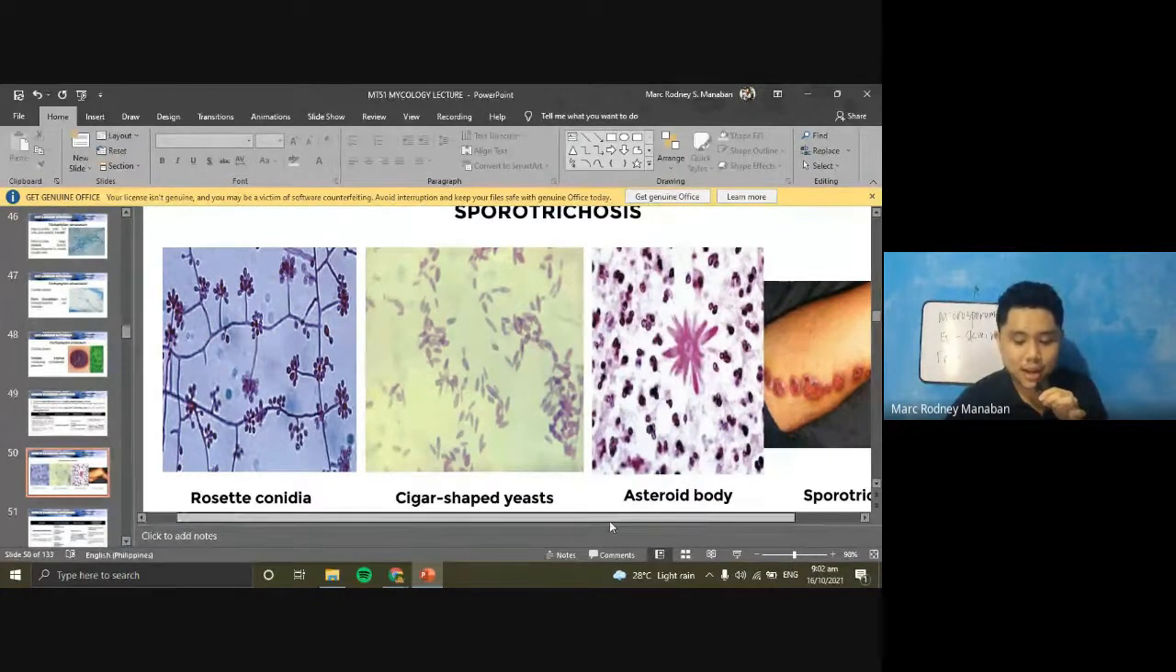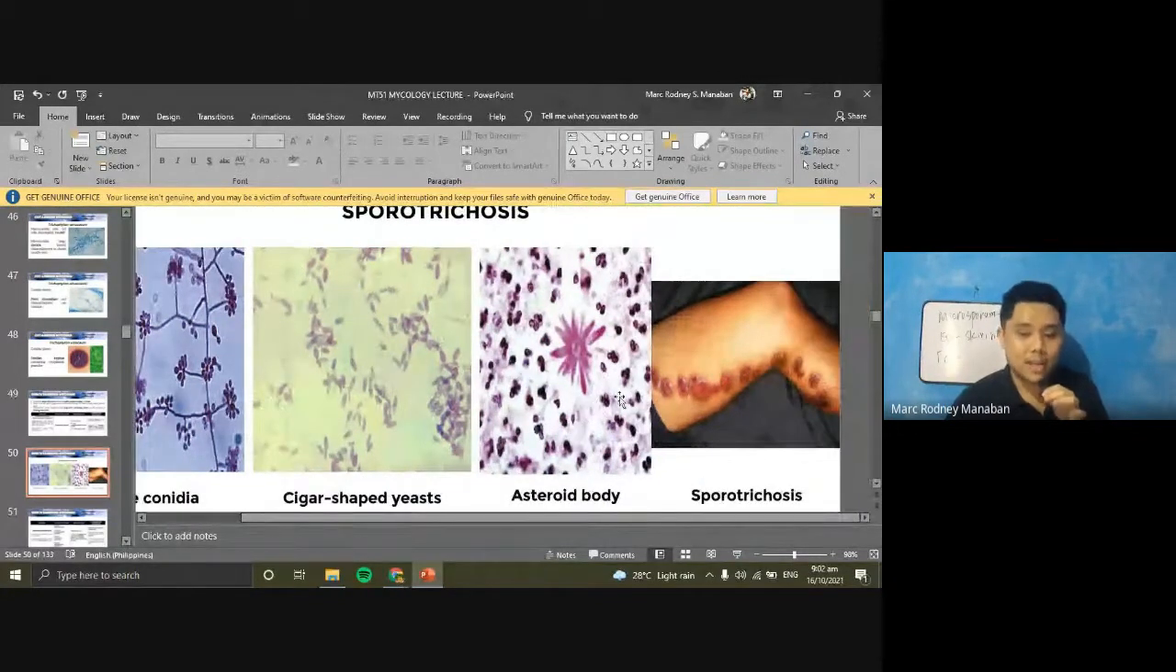So this is known as the Splendore-Hoeppli material. These red ones are the eosinophils. It's eosinophilic, surrounding the center, which is the yeast cell. And the surrounding material is eosinophilic. That's the Splendore-Hoeppli material. As you can see, it looks like an asteroid. Some describe it as star-like, or radiate, spreading around. So asteroid body, you also have star-like or radiate.